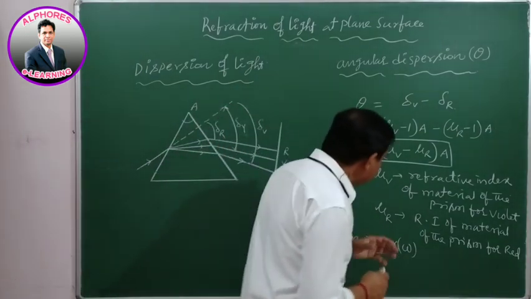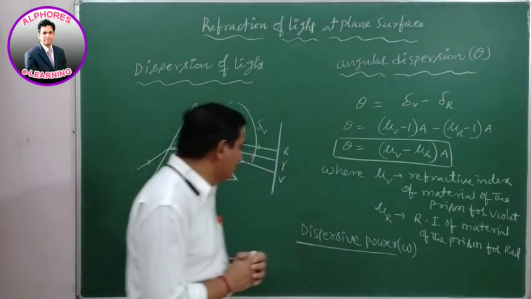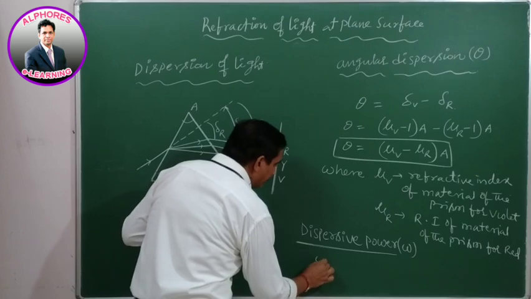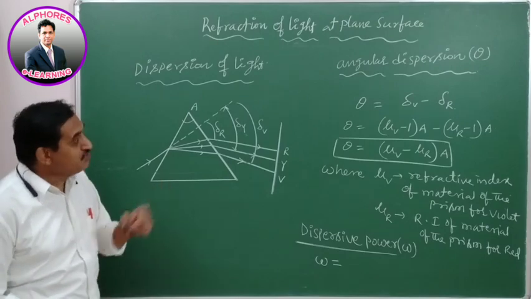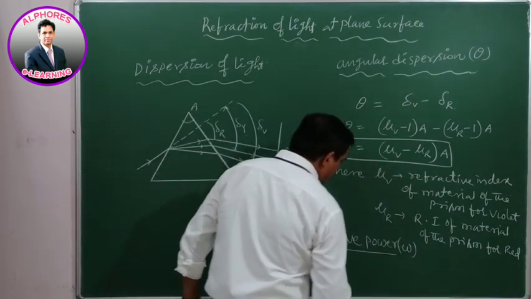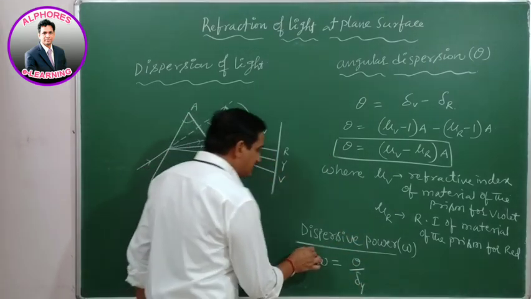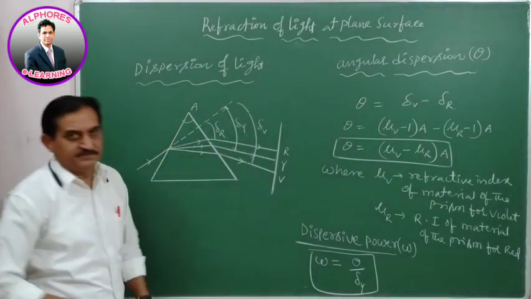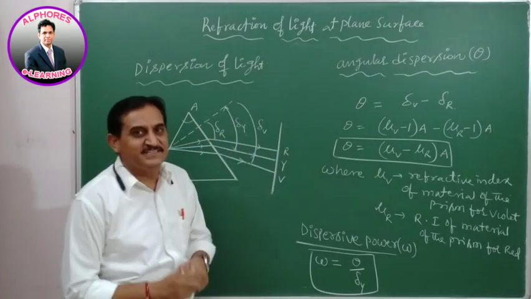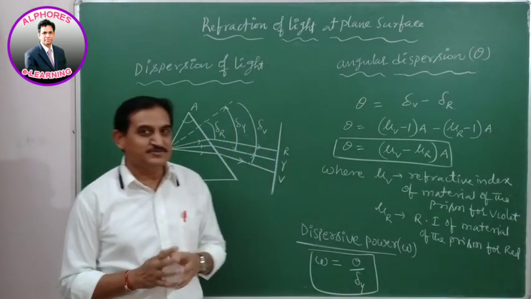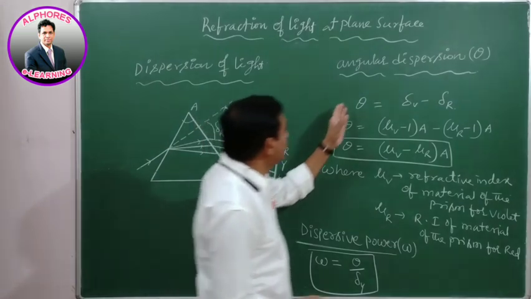Now to get this dispersive power, we need the support of angular dispersion. The basic definition of dispersive power is defined mathematically as the ratio of angular dispersion to the deviation of mean light. Mean light is yellow. So the ratio of angular dispersion to deviation of mean light is defined as the dispersive power of the given material medium of the prism. Right. So what is the angular dispersion?